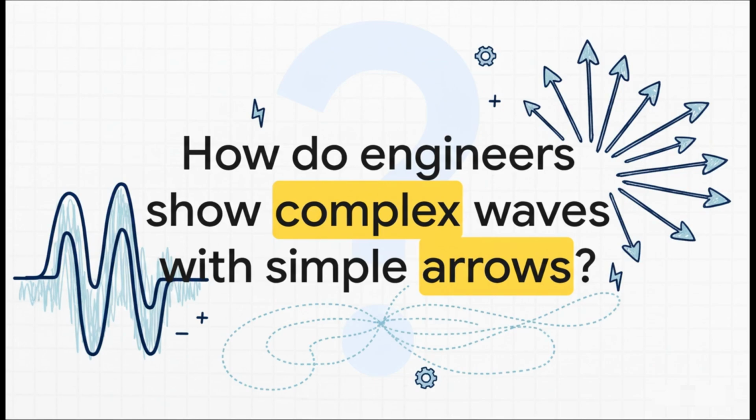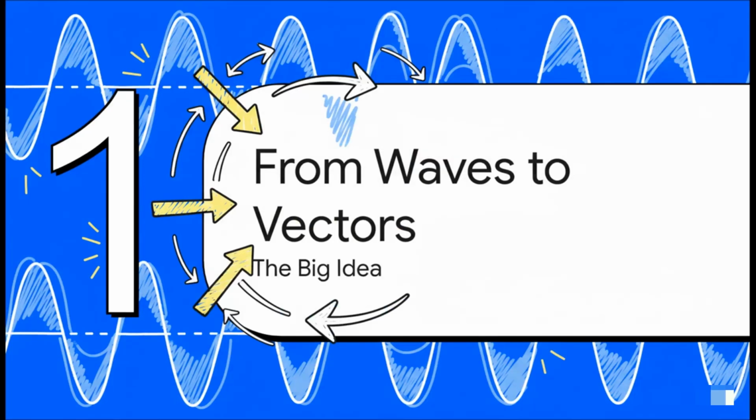How on earth do you take a constantly changing sine wave and represent it with just a simple spinning arrow? It feels a little like cheating, doesn't it? Like you're turning this complex flowing wave into a straightforward little pointer. So what's the secret? Okay, so here's the big idea.